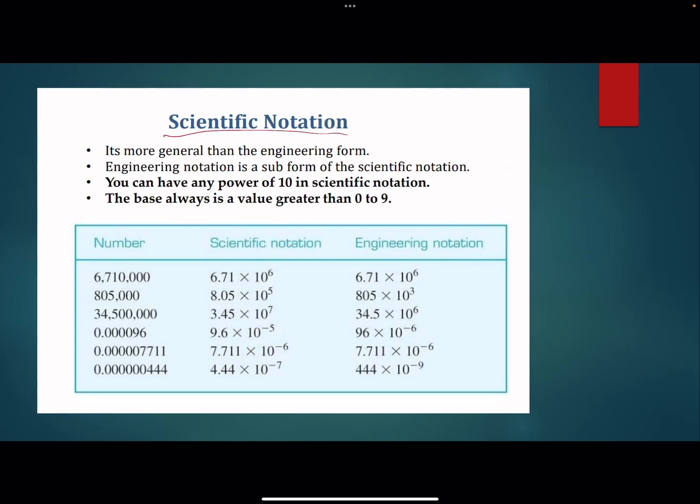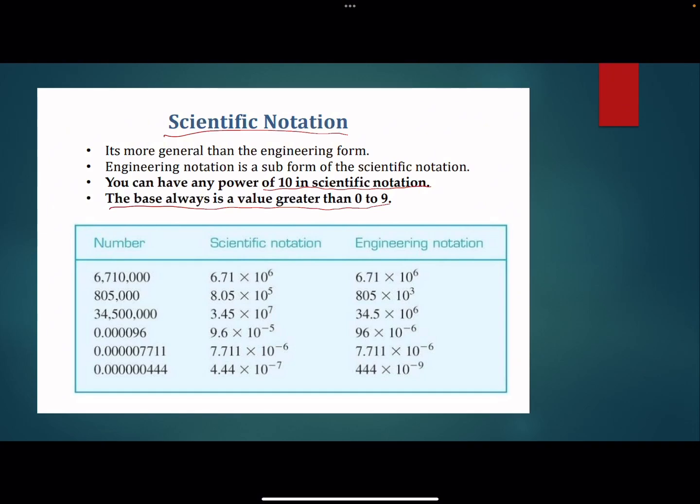And also we have scientific notation. It's more general use than the engineering form. Engineering notation is a subform of scientific notation. You can have any power of 10 in scientific notation. The base is always a value greater than or equal to 1 and less than 10.